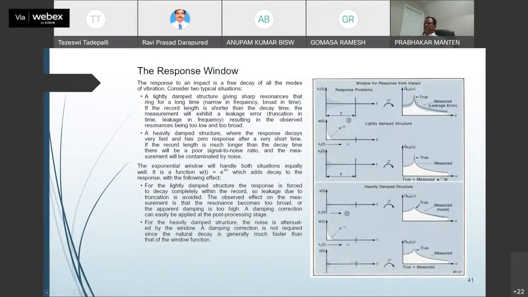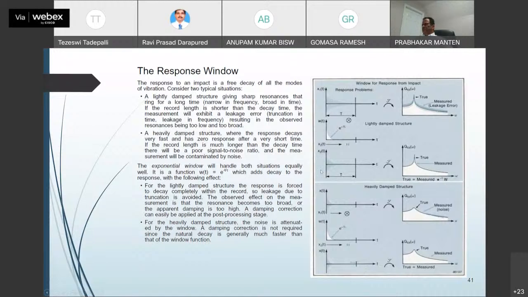I'll show you some examples of the work I did, showing those pictures and all that on a spectrum analyzer, for a particular case pretty soon in the case studies. Truncation, the one when you apply this response window and you truncate off the data, results in the observed resonances being too low and too broad. A heavily damped structure, lightly damped structure, heavily damped structure.